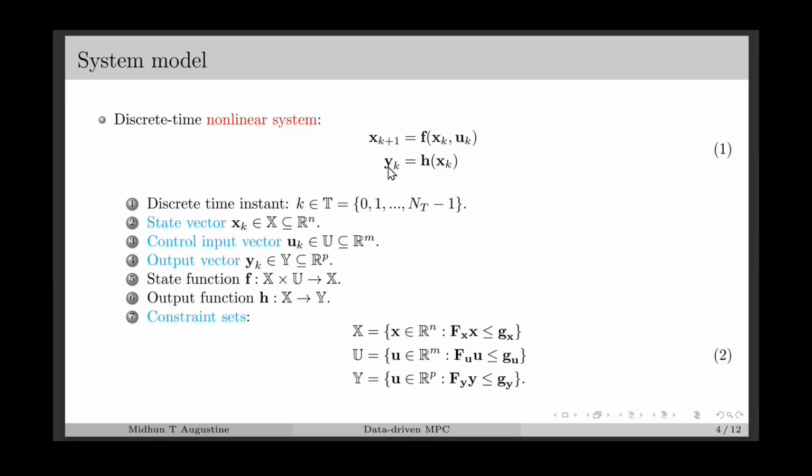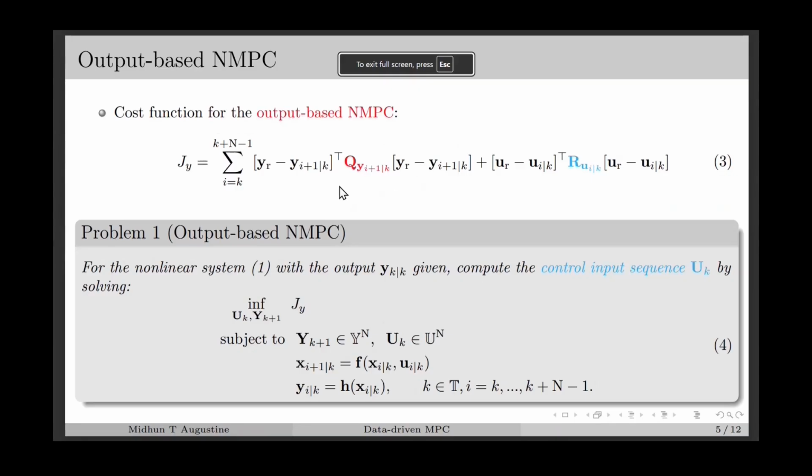The constraint sets used for this MPC are defined as in equation 2, where we define the state, input, and output constraints as linear inequality constraints. Similar to the output-based LMPC, here we will be defining the cost function for the output-based NMPC as in equation number 3, in which we have an output error term and a control error term, which are summed over the prediction horizon.